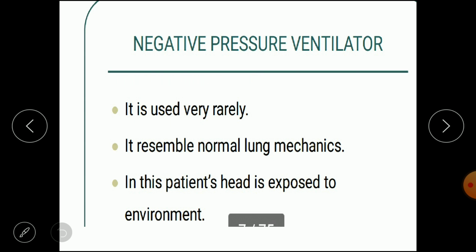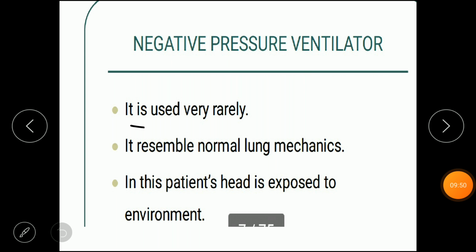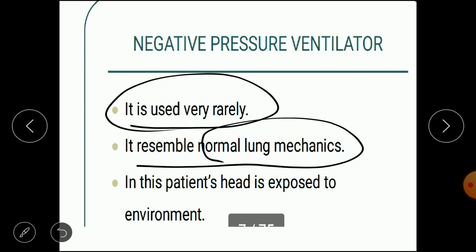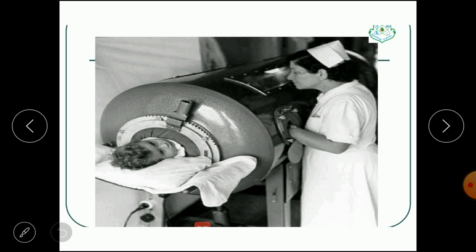We see the negative pressure ventilator, which is used very rarely. Nowadays it is not useful. It resembles normal lung mechanics, where the negative pressure is generated in one tank. See in the diagram, the patient is in the tank and the nurses provide negative pressure to the machine, and it supports the patient's ventilation.